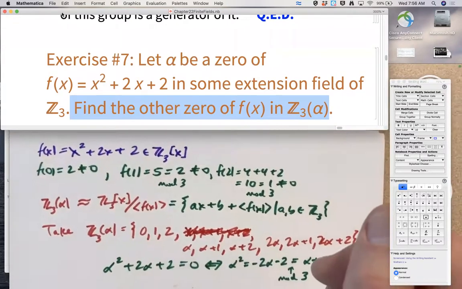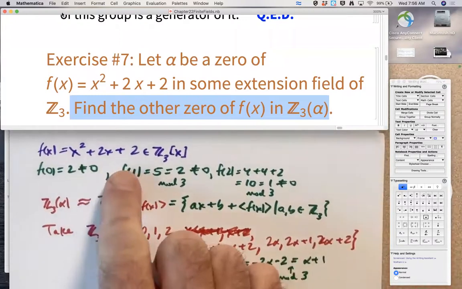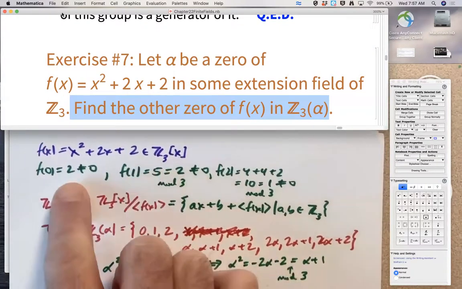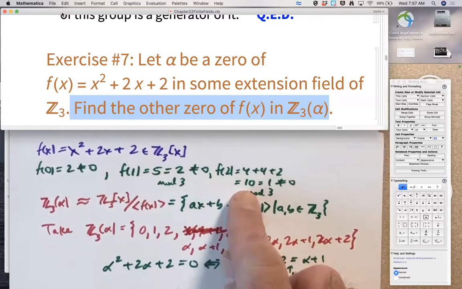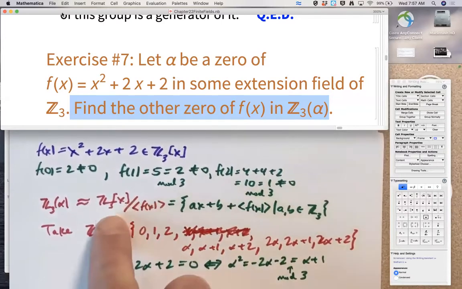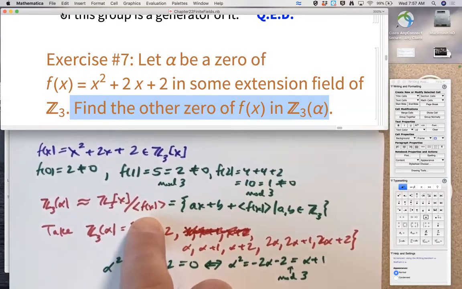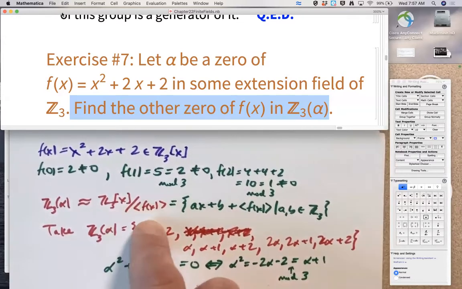So we've got this polynomial f of x equals x squared plus 2x plus 2, which we're considering to be in this ring, this polynomial ring. It is quadratic, so it's enough to check that it has no zeros in Z3 to confirm that it's irreducible over Z3. And as we know, that means that when I form this factor ring, it's actually a field, because f of x being irreducible means that this principal ideal generated by f of x is a maximal ideal, and that makes this factor ring a field.